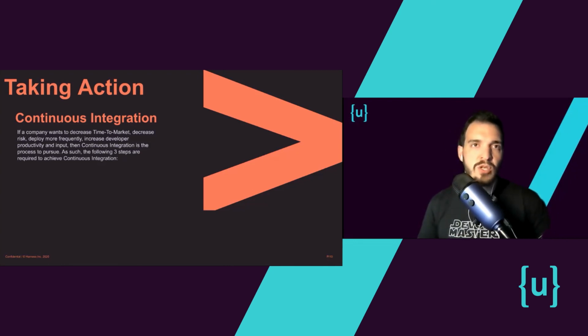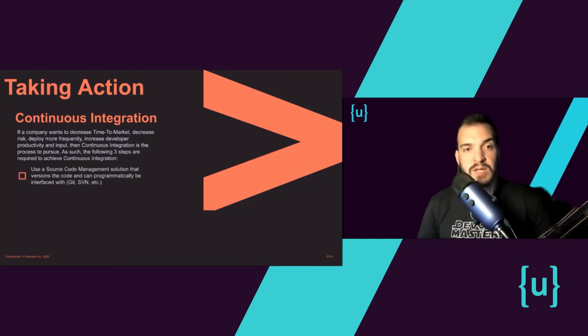But if we wanted to implement continuous integration, what 3 steps are required to achieve that? The first one is you need to have a source code management solution. You have to have one. Git, SVN, it doesn't really matter. It needs to have some basic functionality. You need to be able to version your code, and you also need to be able to programmatically interface with that source code management solution. Now, this doesn't have to be cloud-based. It doesn't have to be on-prem based. It doesn't have to be one of the main players that are out there. It's really just about the fact that you need a source code management solution.